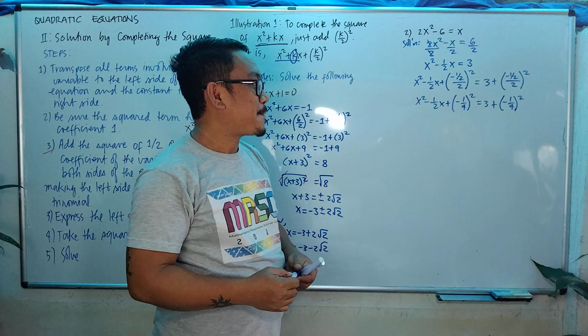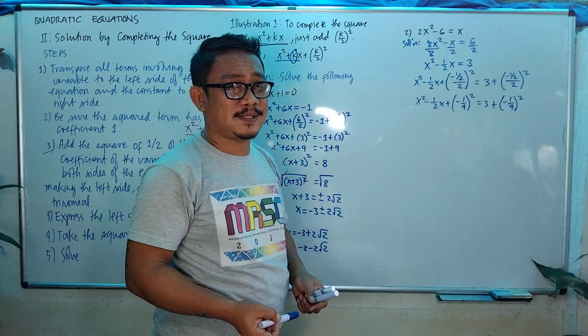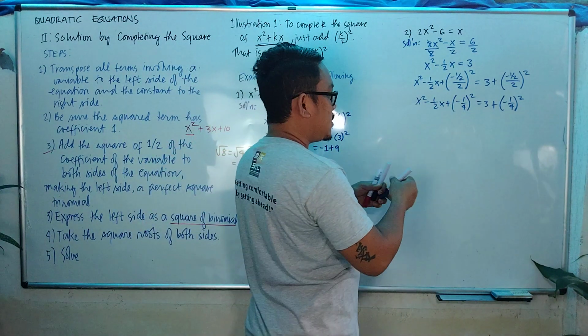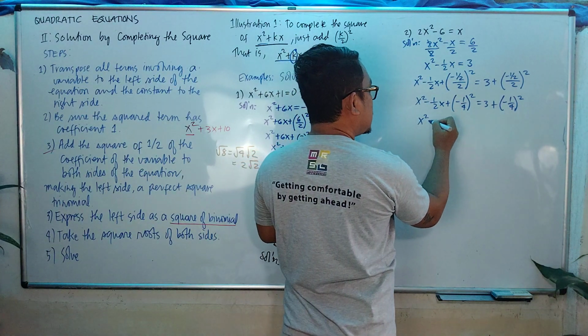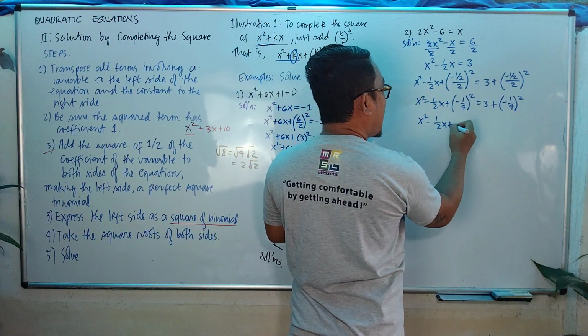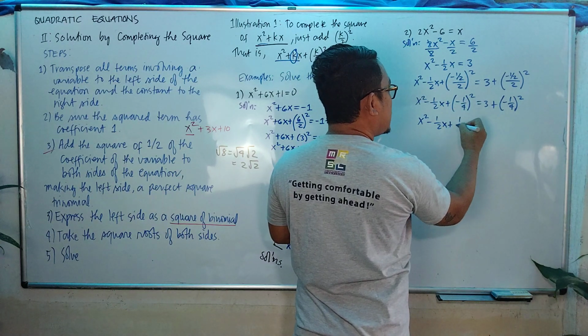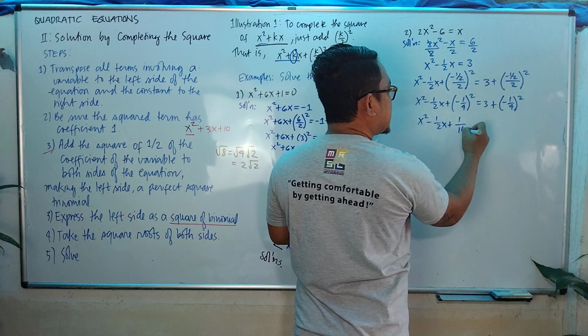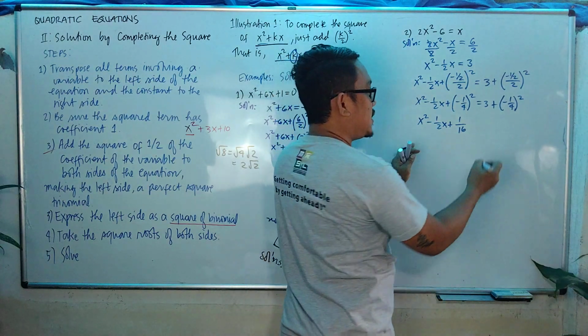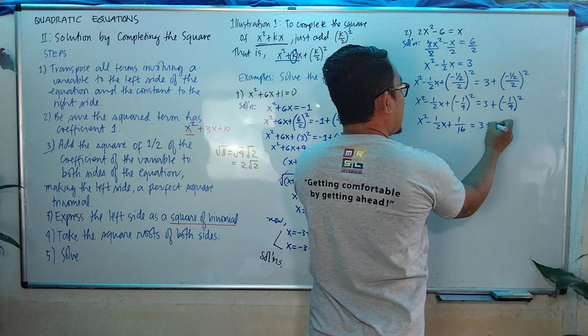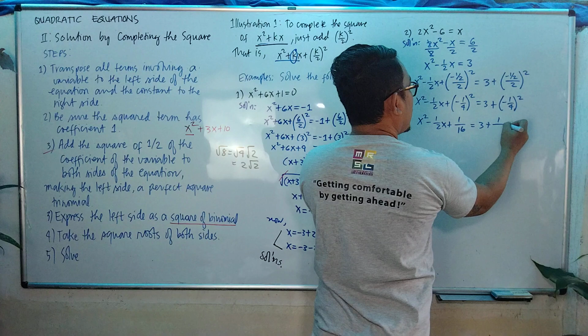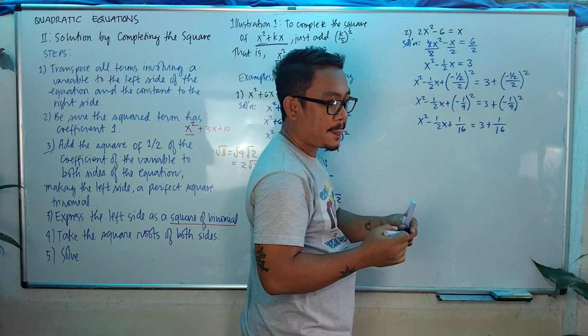Okay. What's next? So, simplify further. So, you have x squared minus 1 half x plus, you have, what is negative 1 squared? 1. What is 4 squared? 16. Okay? Is equal to 3 plus, parehara Japon, 1 over 16.